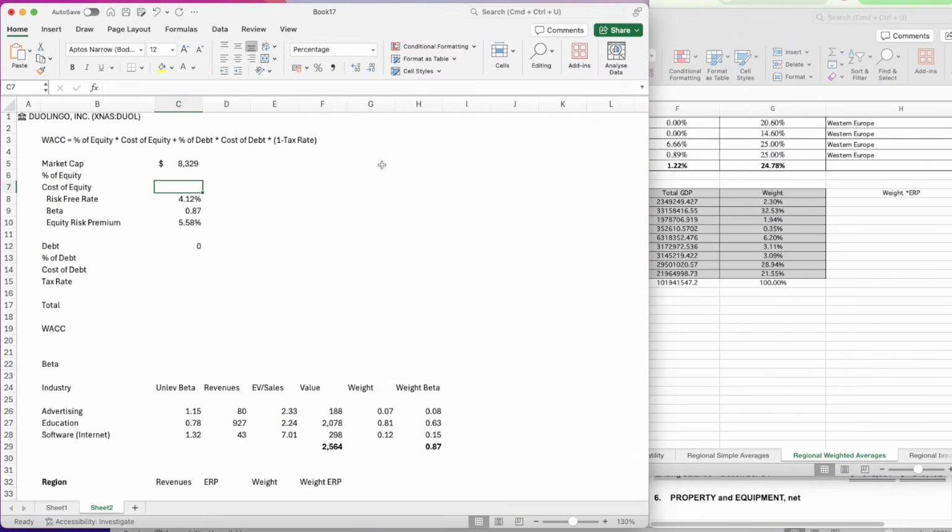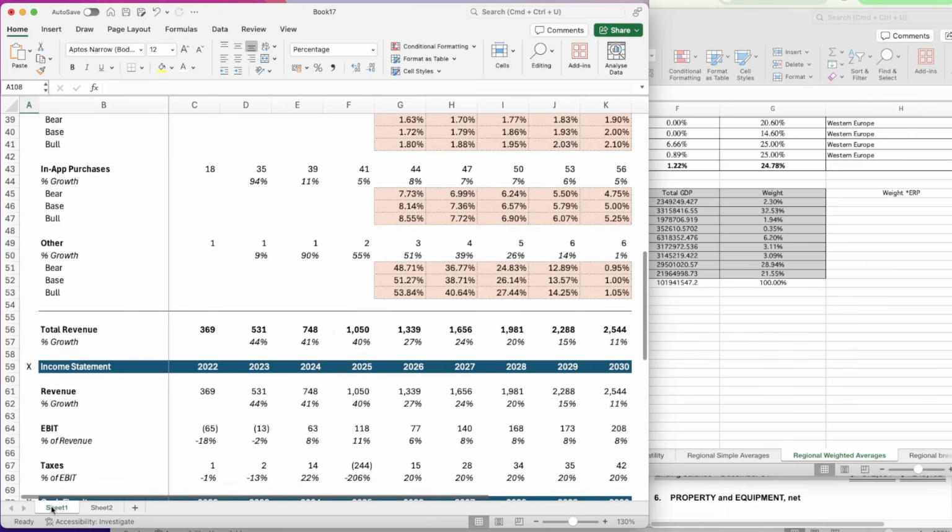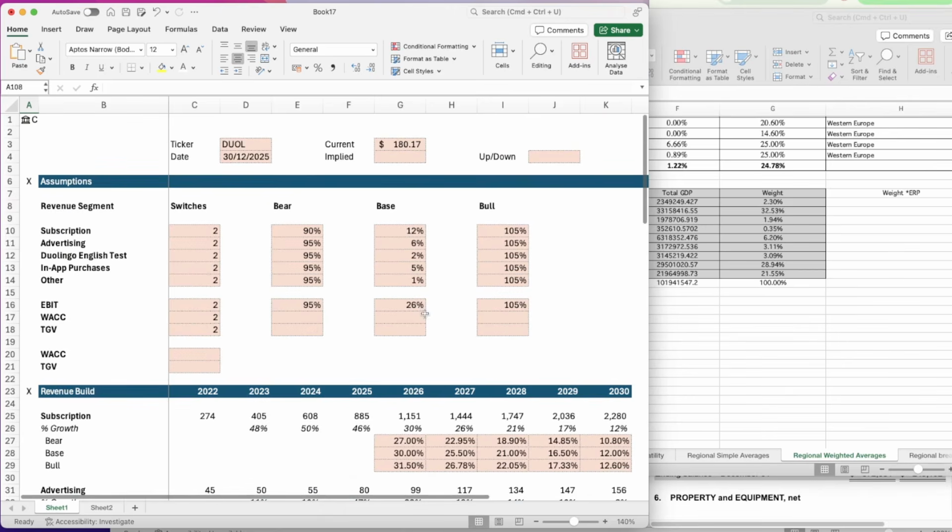Okay, so our cost of equity equals the risk-free rate plus your beta multiplied by your equity risk premium. So we just go risk-free rate plus the beta multiplied by the equity risk premium. We get a cost of equity of 8.98. So we come back over here. Because there's no debt on the company, we don't need to work out the debt part of it because it's going to be 0.